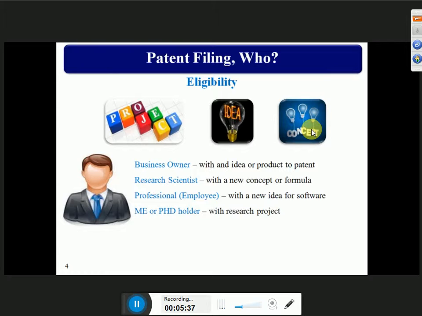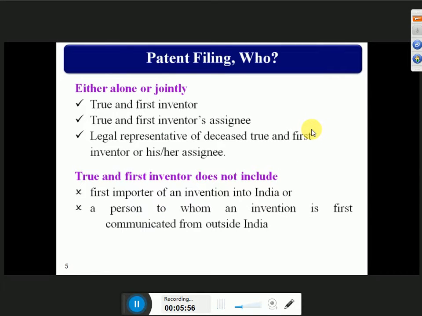In the next slides we'll see how they can do that, but basically anyone who has Indian nationality can file the patent, right? If he or she has a good idea or good invention made by him or her. So basically eligibility is Indian nationality. Patent filing can be done either alone or jointly.